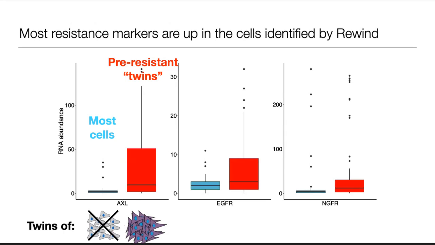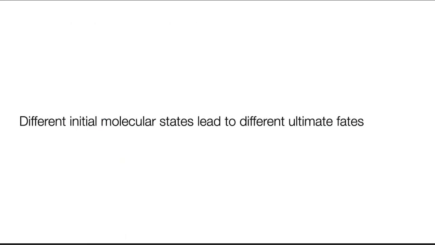And there's a lot more to this that I'm not getting into right now for the sake of time. But one of the things that I wanted to focus on was a really clever question and technique that Ben used in this Rewind paper. He asked whether different initial molecular states could be responsible for different outcomes.